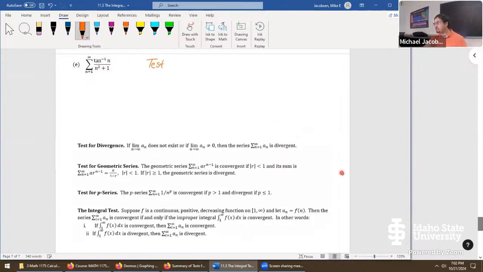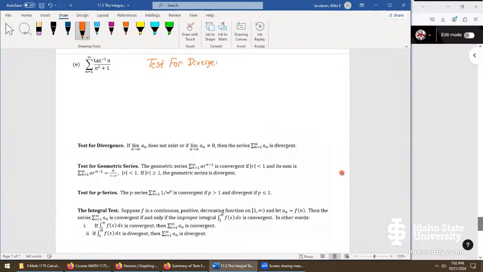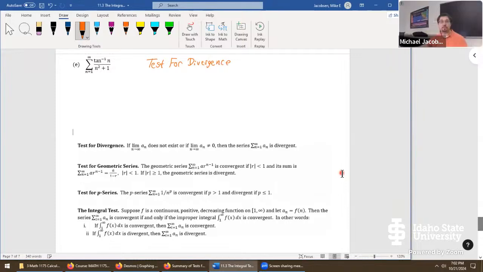We'll be using the test for divergence. And the test for divergence always goes the same way. You go over here to the series, take the nth term, which is right there by the red dot, and calculate the limit as n goes to infinity. For tangent inverse n, divided by n squared plus 1.